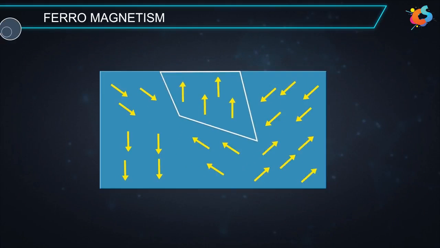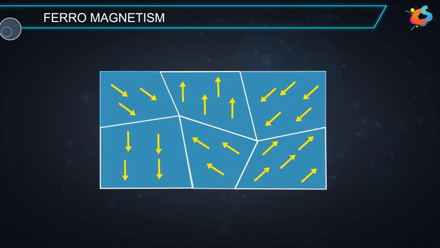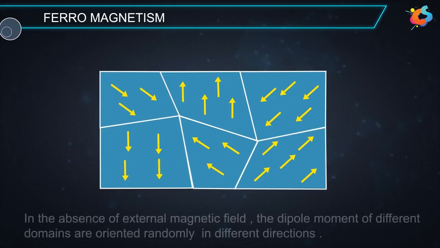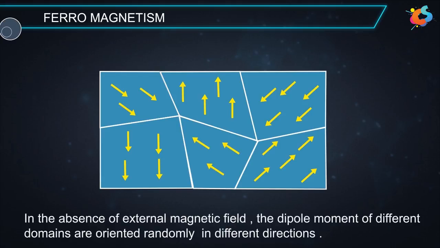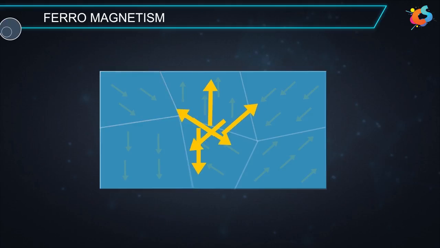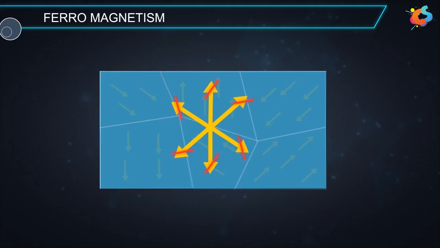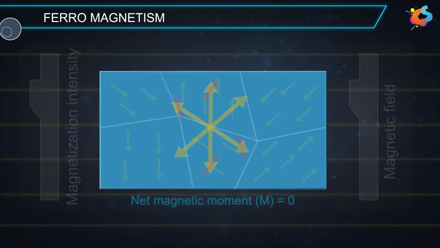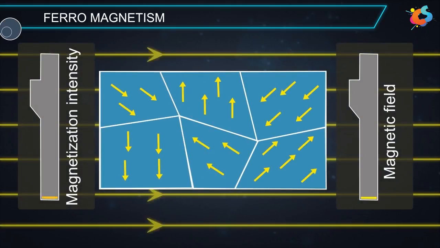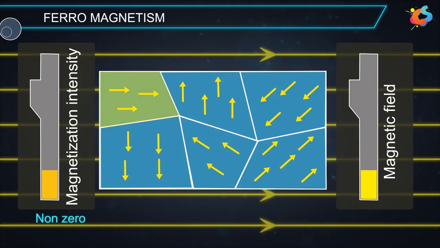A ferromagnetic material as a whole is made up of a very large number of such domains. In the absence of an external magnetic field, the dipole moments of different domains are oriented randomly in different directions. The dipole moment of one domain cancels the dipole moment of other domains, so that the net magnetic moment of the entire material is 0. In the presence of an external magnetic field, the domains start to align in the direction of the applied field. The magnetization intensity becomes non-zero.